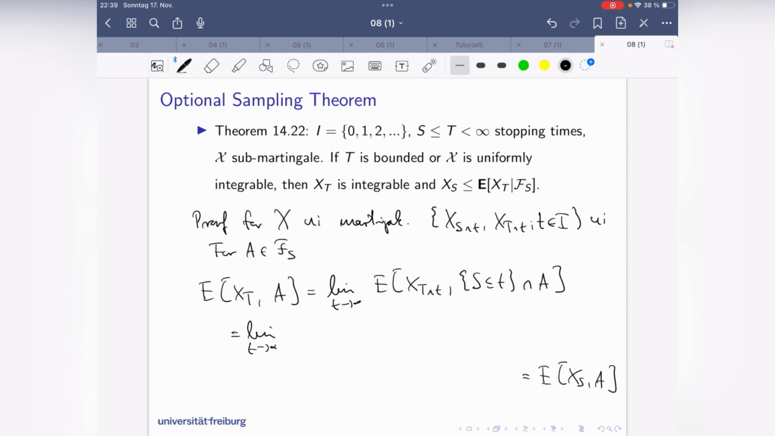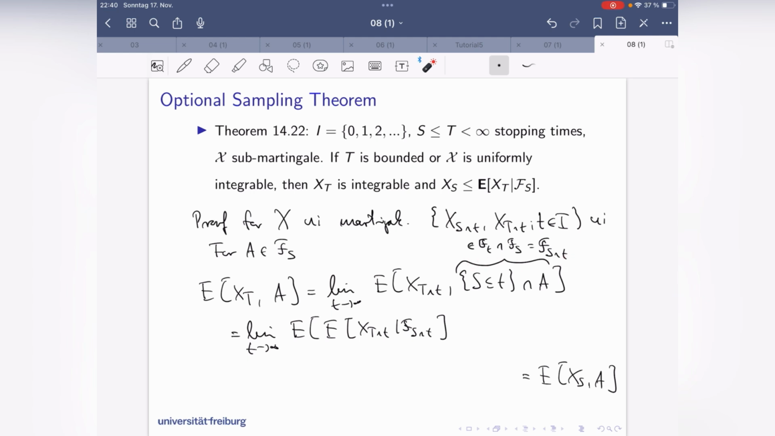lim t goes to infinity. I have the expectation of the conditional expectation of X_{t∧s} given F_{s∧t}. Why is that? That is because this set here, A, is in F_s, which means that this intersection is also in F_t. So this here is in F_t intersected with F_s, which is F_{s∧t}.